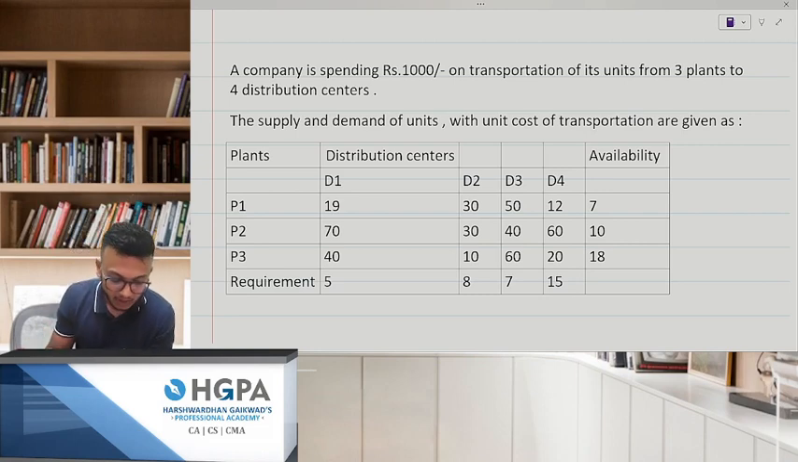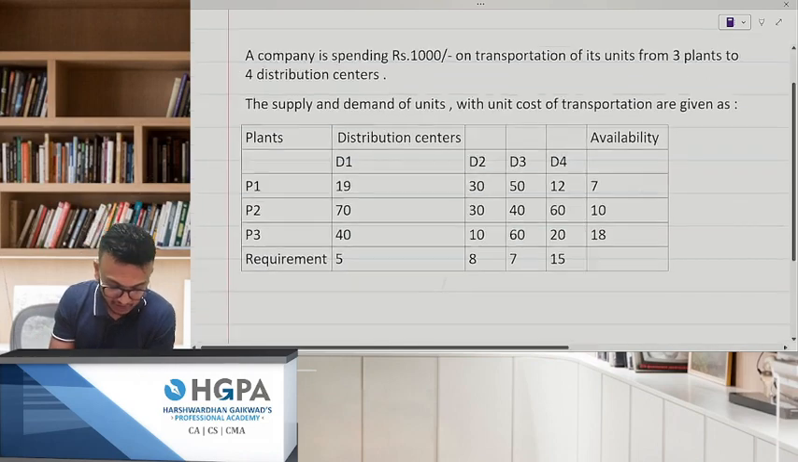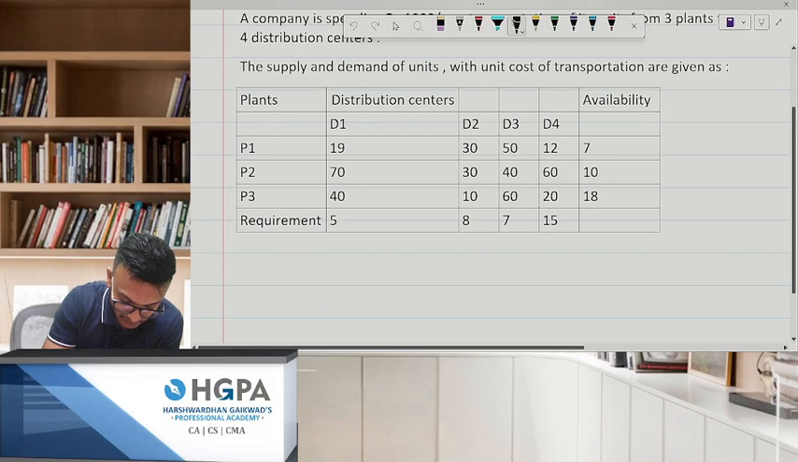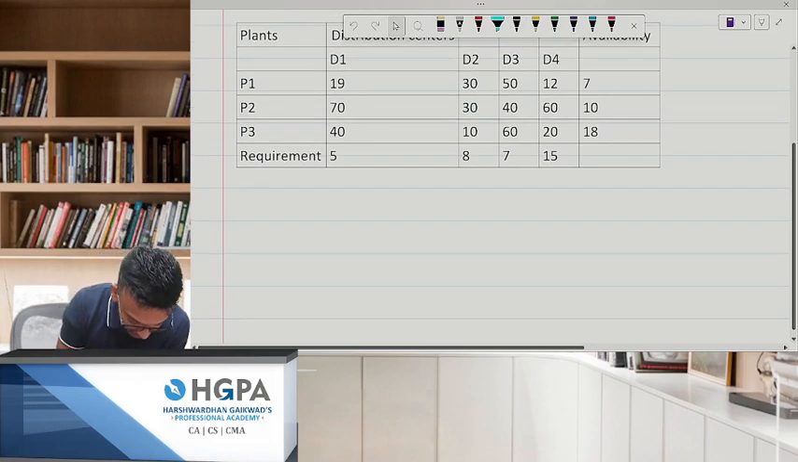Okay, chalo. A company spending rupees 1000 on transportation of its units from 3 plants to 4 distribution centers. Supply demand is given to you, and we have to allocate by transportation. Can we start this? Chalo. Now pay attention, solve properly one question. Step number 1. So what is step number 1?